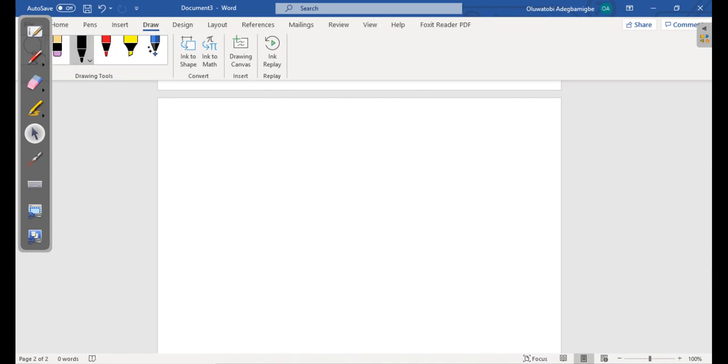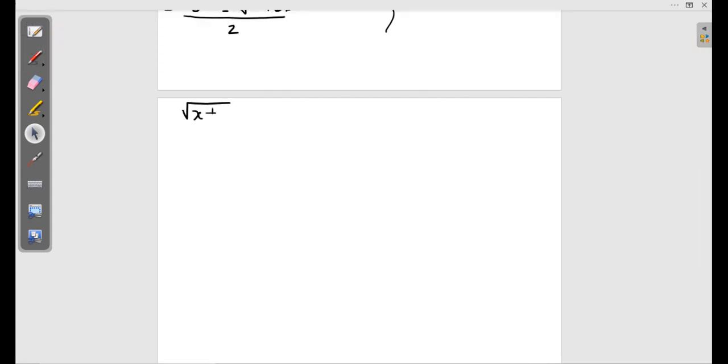When you have a question like this, square root of x plus 8 plus the square root of x plus 1 is equal to 7. In this case, there's nothing to move. Rather, you square both sides.